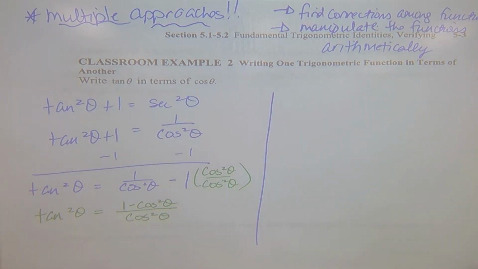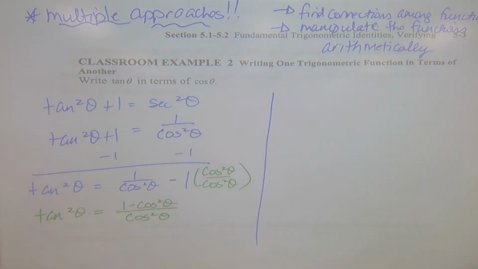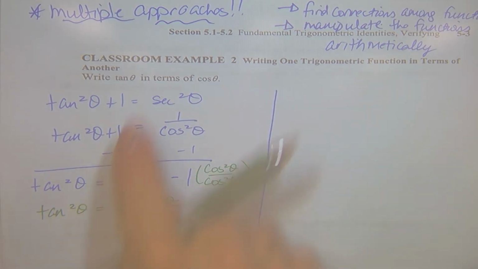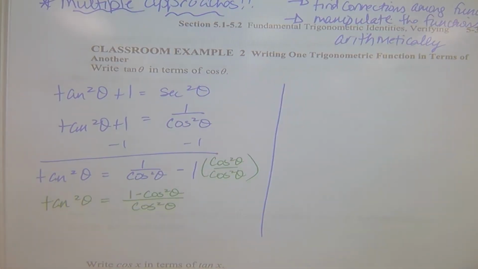Now I'm going to stop really fast and just point out to you, you've got to keep that argument. You cannot drop off theta. It can be theta, it can be alpha, it can be x, it can be whatever you want it to be, but you have to have an argument there. Okay, so we've got tangent square. I need tangent in terms of cosine. So I need to solve for tangent. I'm going to solve for tangent by taking that square root.